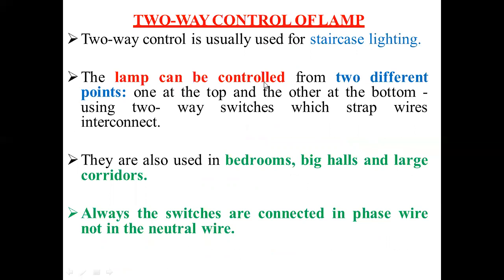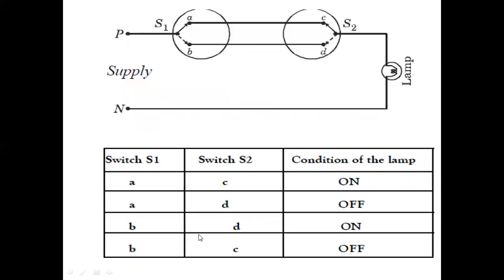The lamp can be controlled from two different points, one at the top and another at the bottom, using the two-way switches. The switches used in this case are two-way, not one-way. Okay, they are also used in bedrooms, big halls, large corridors, etc. Always the switches are connected in the phase wire, not in the neutral wire.